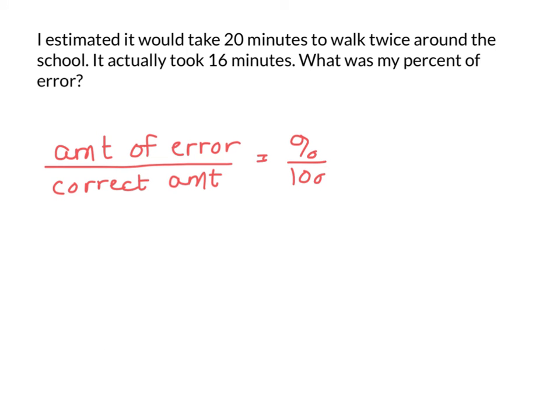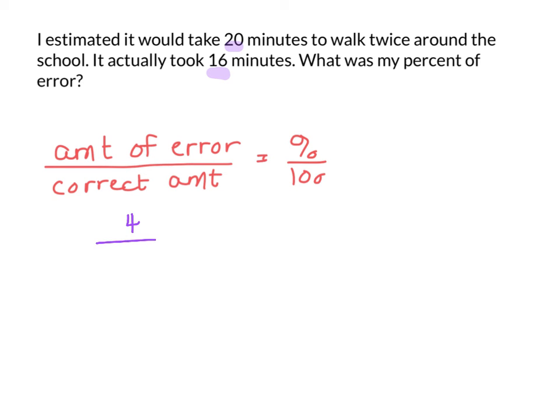Here's a little simpler example. I estimated it would take 20 minutes to walk twice around the school. It actually took 16 minutes. What was my percent of error? The amount of my error is not that 16 and it's not that 20, right? I estimated 20 minutes, and it actually took 16 minutes. So the amount of my error was 4.